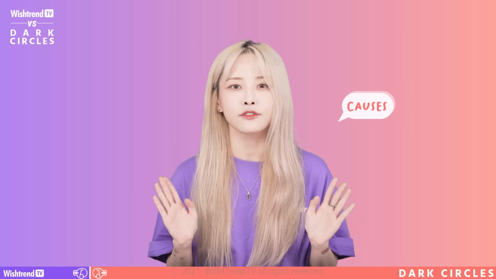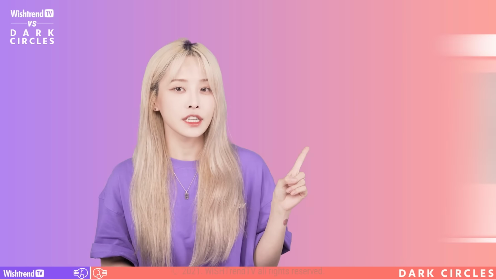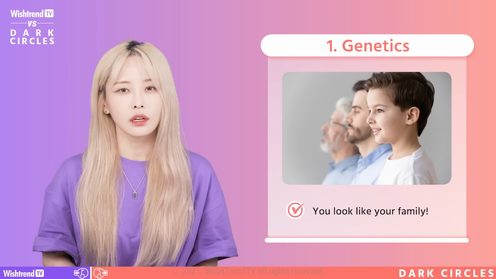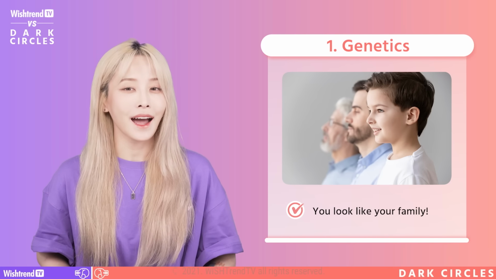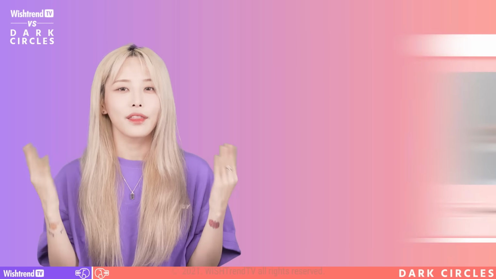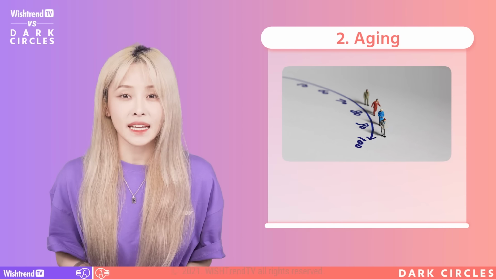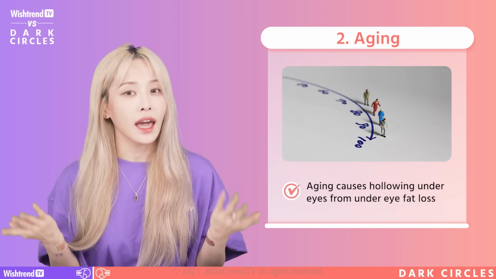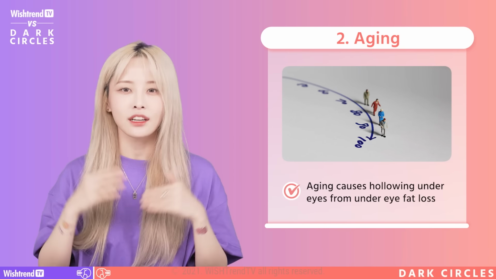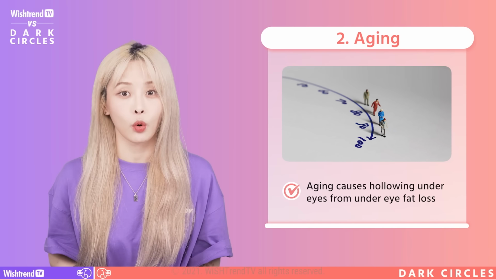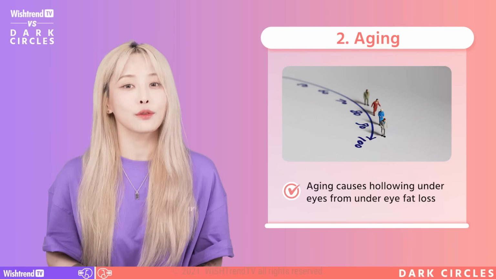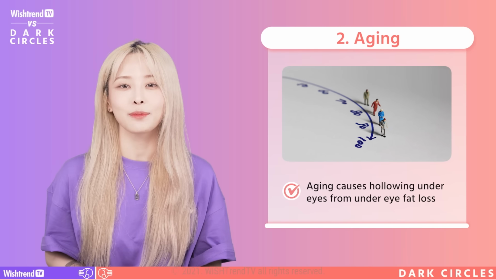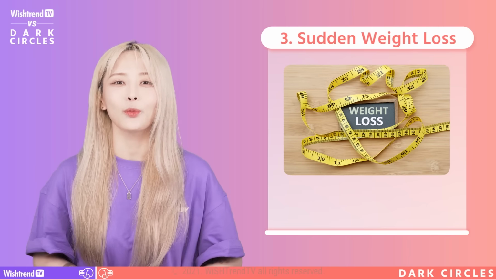The main causes of structural dark circles are, first, genetics. We tend to look like the rest of our family, so dark circles caused by bone structure are highly likely to run in the family. Then, aging. One of the biggest causes is aging. As we age, we lose fat under the eyes, causing the tear troughs to hollow even more. If your under eyes are dry, skin aging will progress faster, so make sure you take care of your under eyes beforehand. Lastly, sudden weight loss.